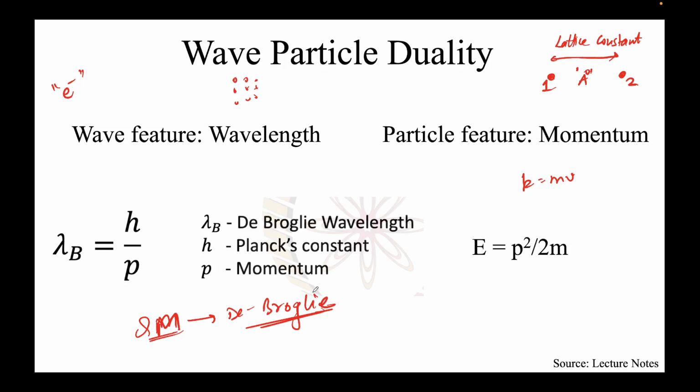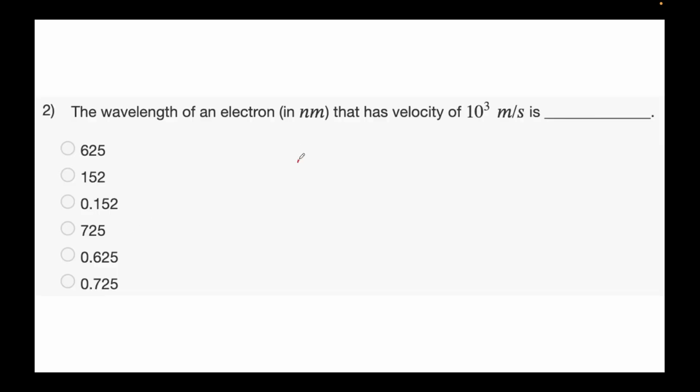That's the thing. Okay, so let's simply do this: lambda_B equals h over p. So we know lambda_B is equal to h over p. h is Planck's constant. I always forget its value. Can someone tell me the value of Planck's constant? 6.626 times 10 raised to the power minus 34. Units. That's important. Units.